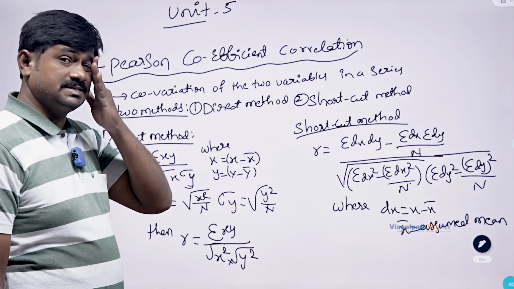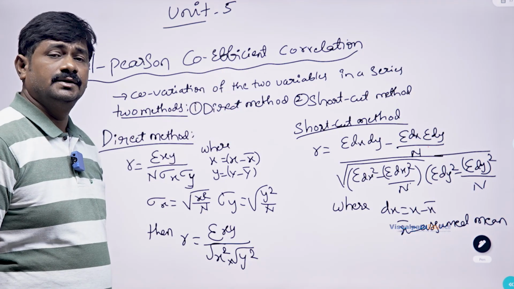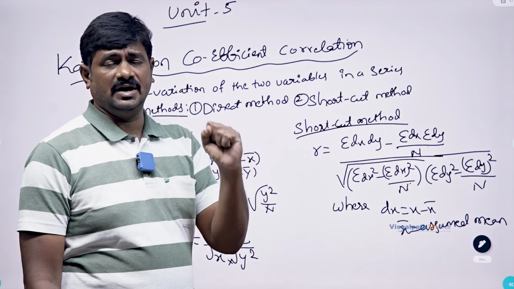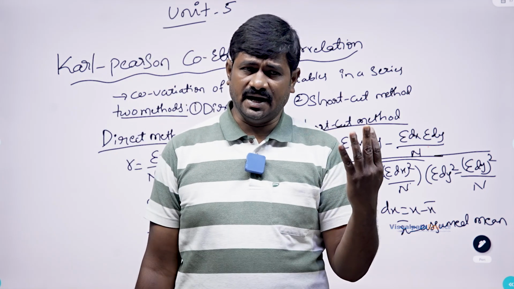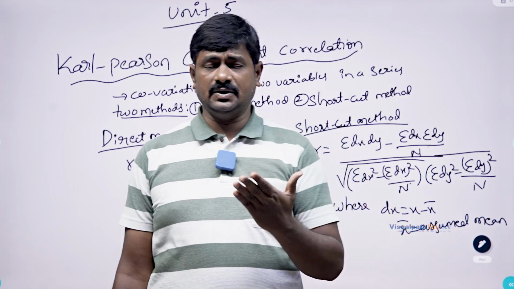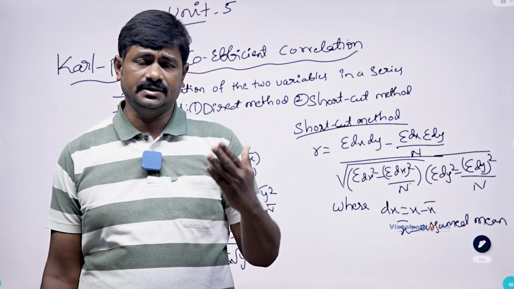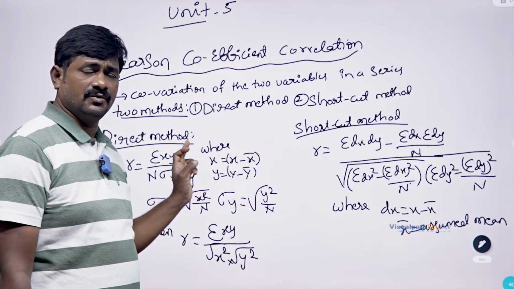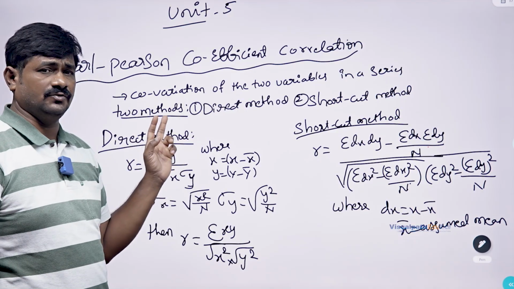Next, Karl Pearson's coefficient of correlation. In correlation we have four methods: the scatter diagram method, Karl Pearson coefficient of correlation, Spearman's rank correlation, and the concurrent deviation method. From these four methods, we are going to discuss Karl Pearson coefficient of correlation.